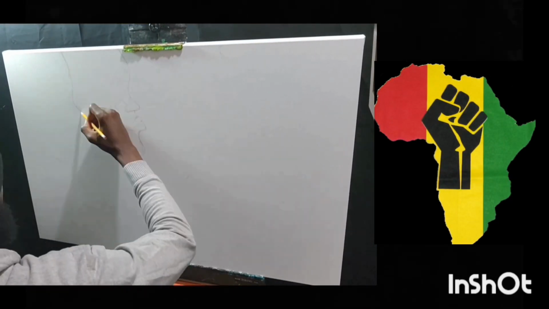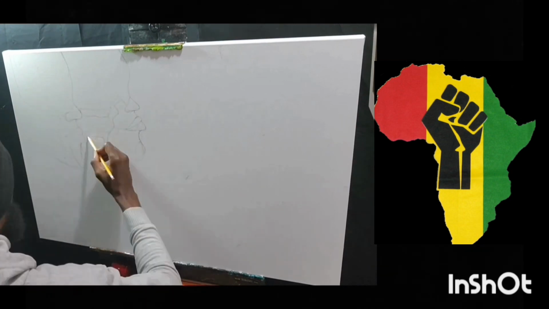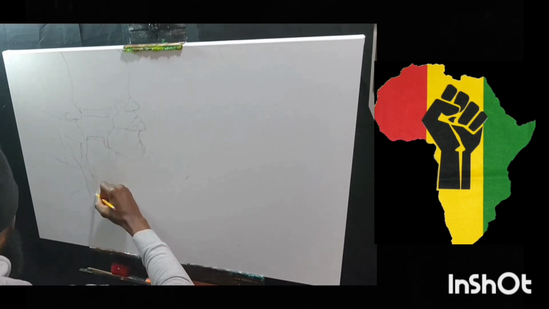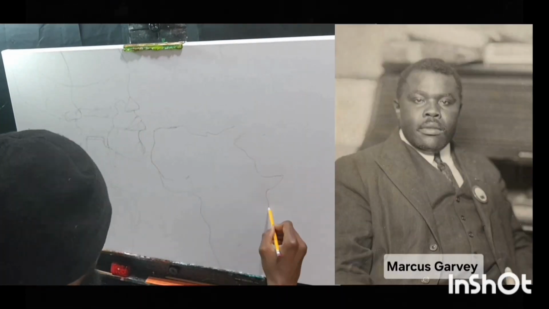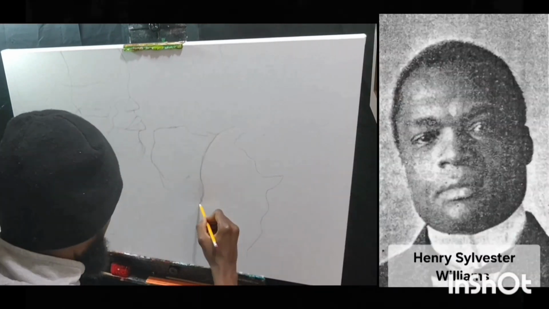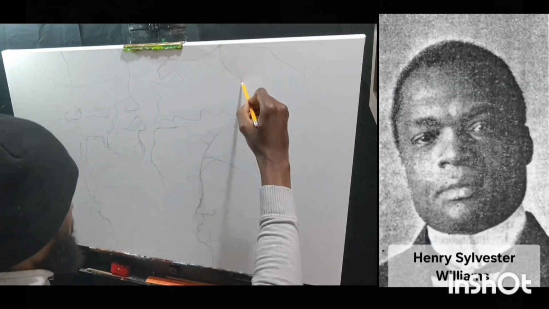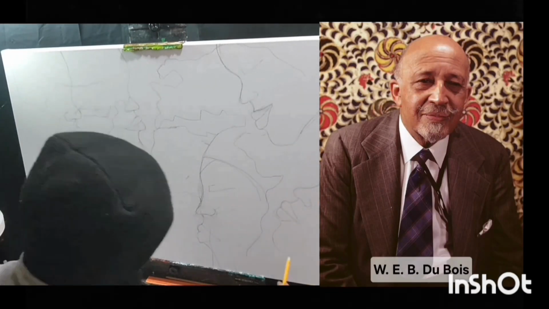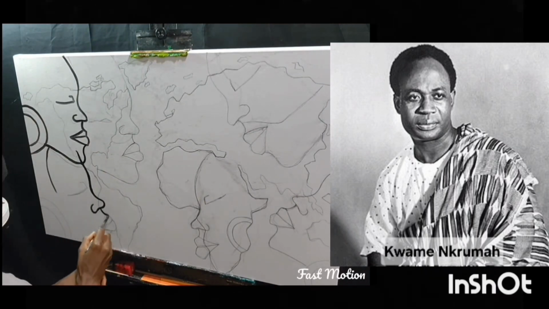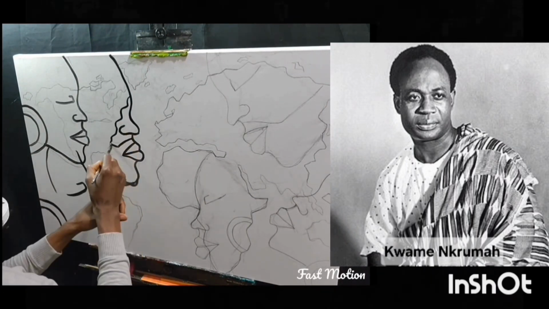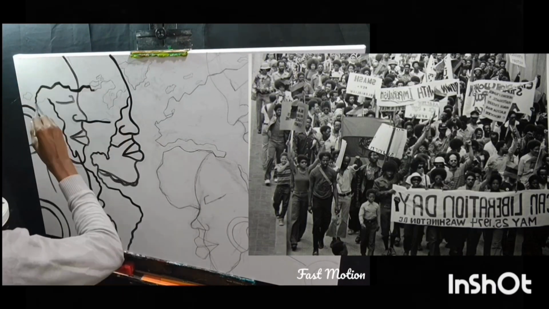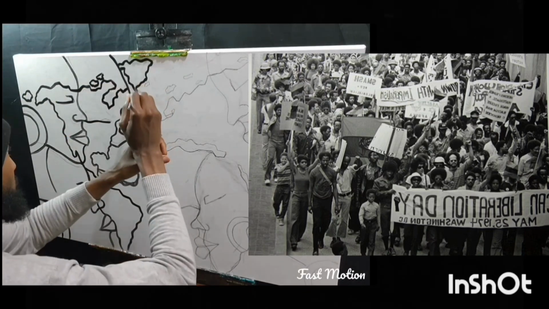My creation of this painting titled Pan-Africanism is inspired by the history of the great Marcus Garvey, Henry Sylvester Williams, W.E.B. Du Bois, and Kwame Nkrumah. Amongst others, they helped create a global movement dedicated to African independence.